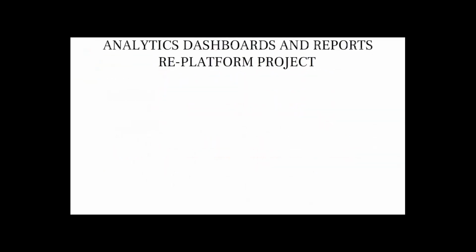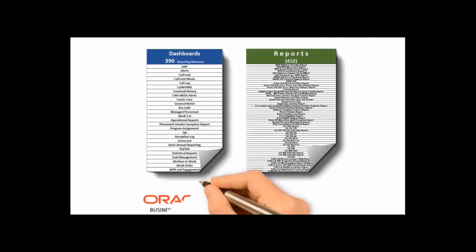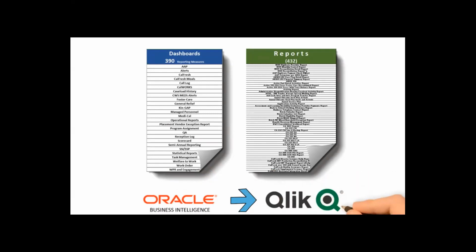This project is a collaboration of several teams, all of us working together towards the common goal of replatforming 27 dashboards, which consist of approximately 390 unique reporting measures and 432 state and management reports from the current Oracle-based business intelligence architecture of the C4 and LRS systems to the new high-performant cloud-based platform called ClickSense.